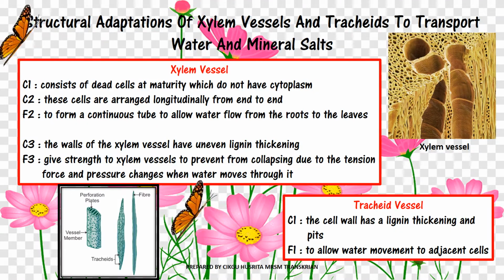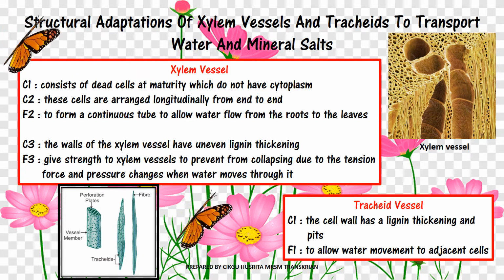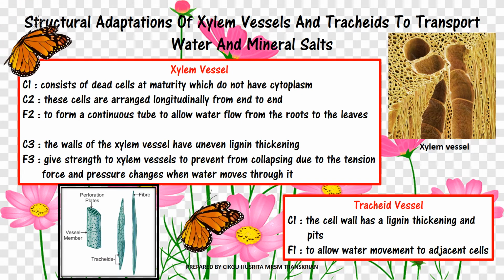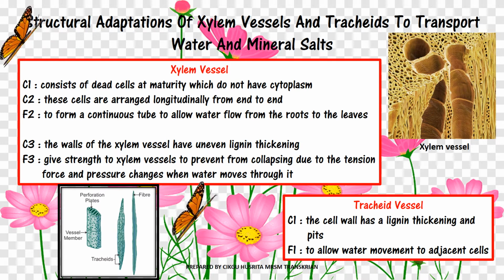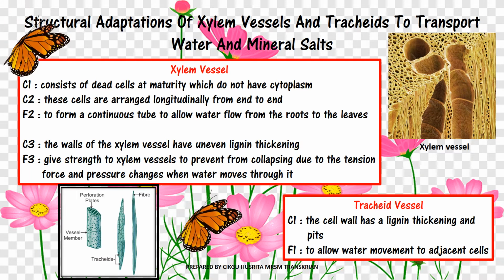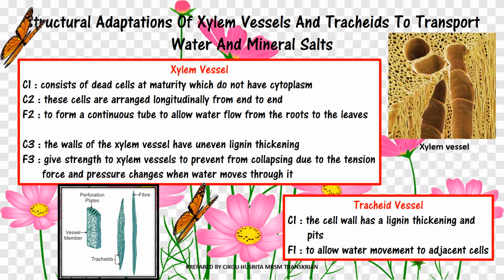Okay, we go to the next one. Structural adaptation of xylem vessel and trachea to transport water and mineral salt. Before this, we said that the xylem is used to transport water and mineral salt. But another function of the xylem is also to provide mechanical support to the plant. So the first one, the characteristic of xylem vessel.